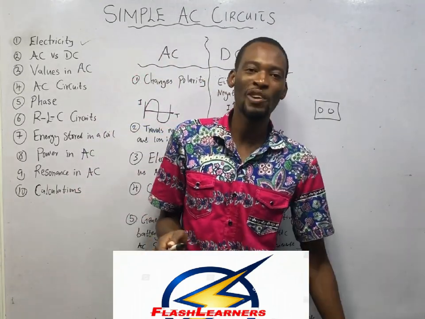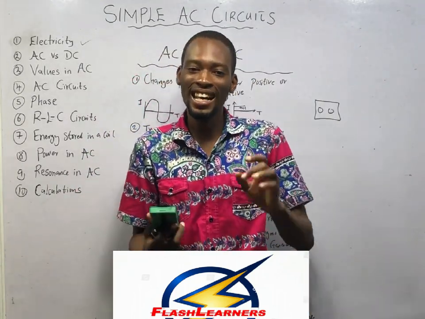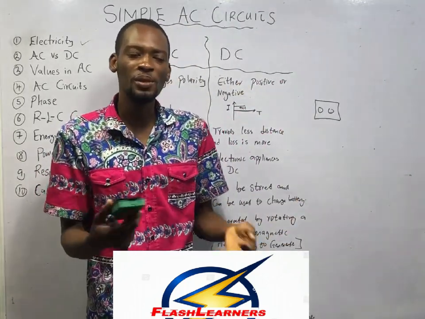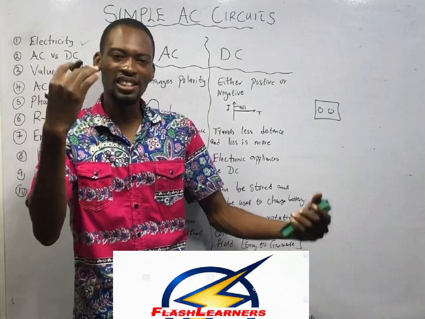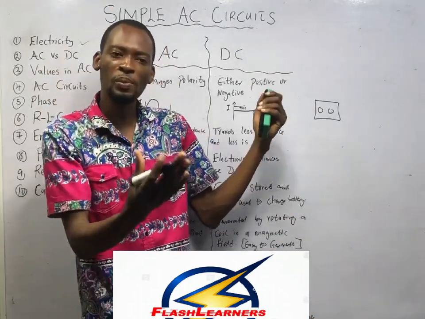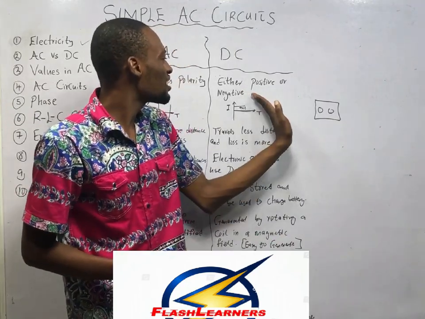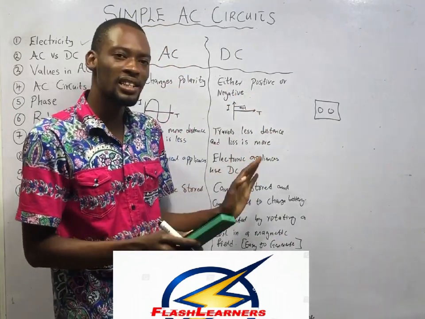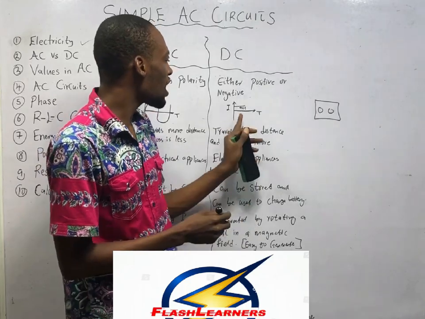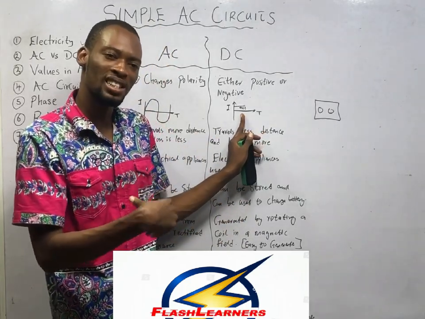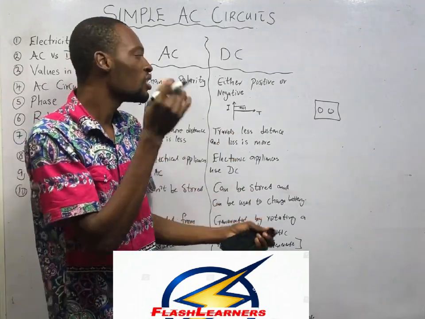This is because we cannot really say that AC has a particular polarity. We cannot really say that this is positive or negative because it alternates. It changes direction, becomes plus, before you know it, it goes back to minus. But DC can either be positive or negative. They don't change. So if you have a DC, you have two terminals. One part is the plus, the other part is the negative. Once you reverse the connection, it will not work.